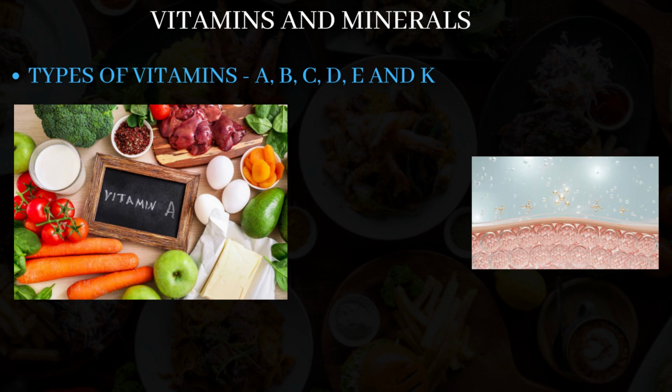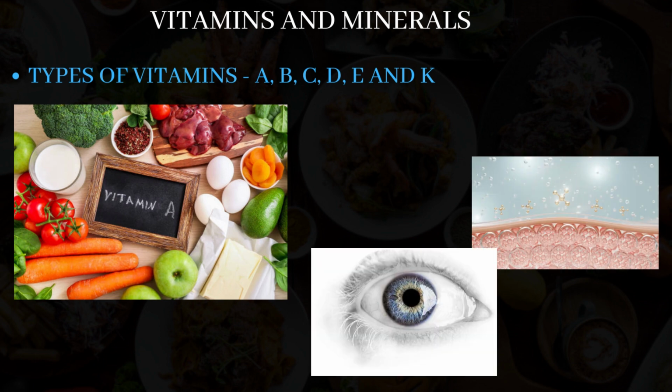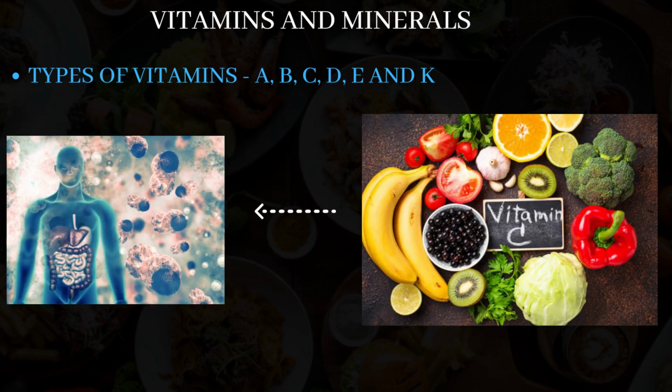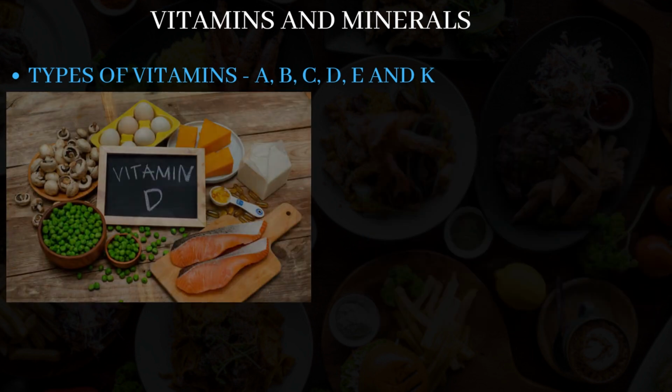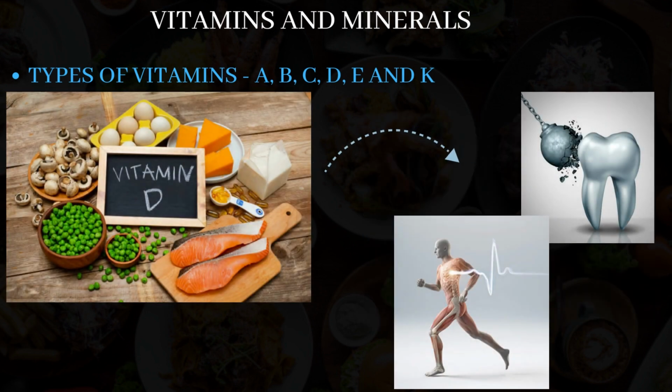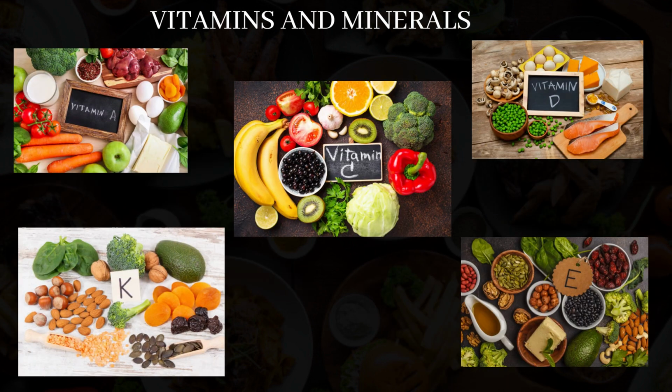For example, vitamin A keeps our skin and eyes healthy, vitamin C helps our body fight diseases, and vitamin D helps us use calcium for strong bones and teeth. Different food items contain different types of vitamins. Some foods containing vitamins are shown alongside and also in figures 1.6 and 1.9 in the textbook.